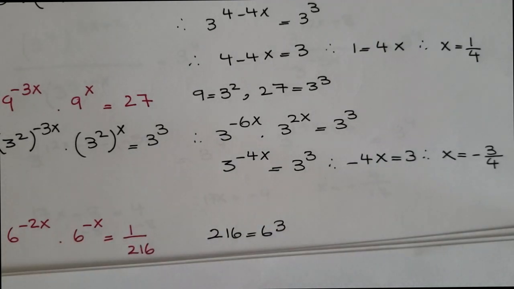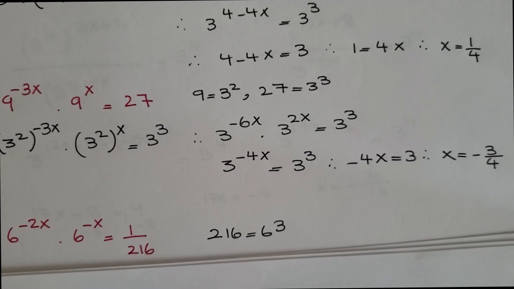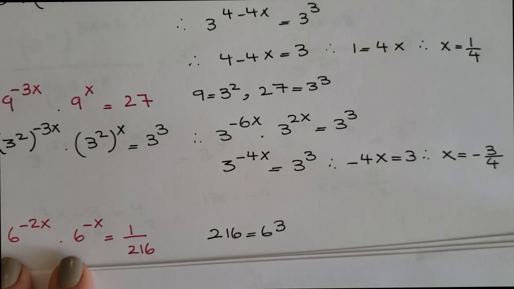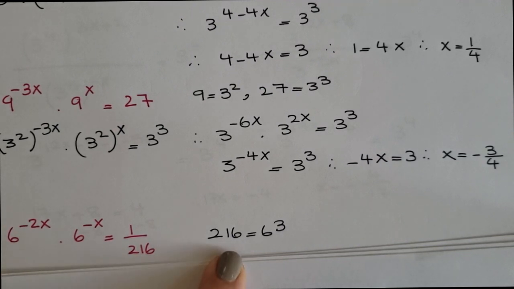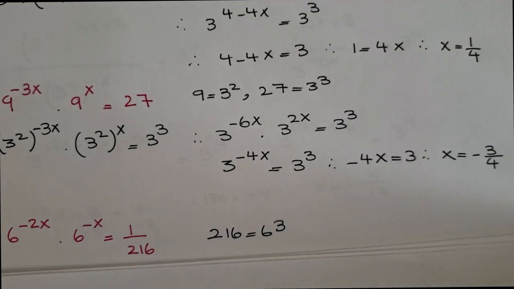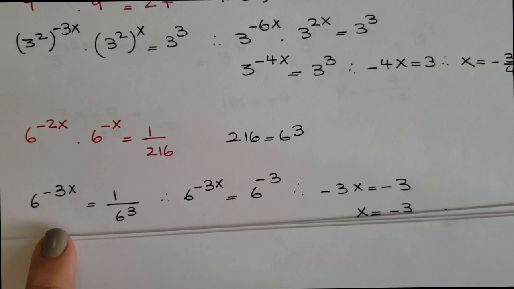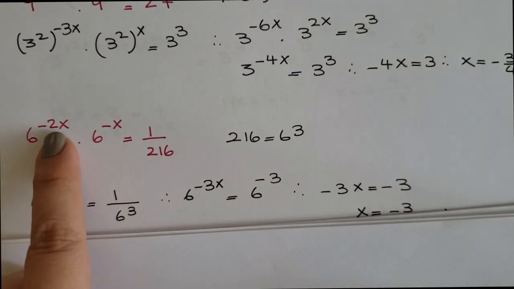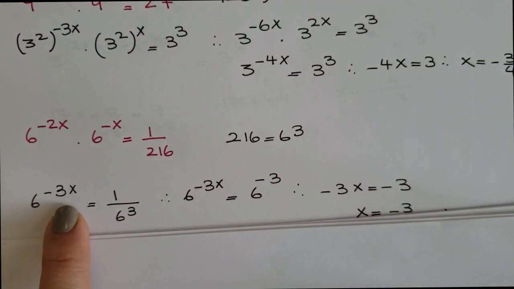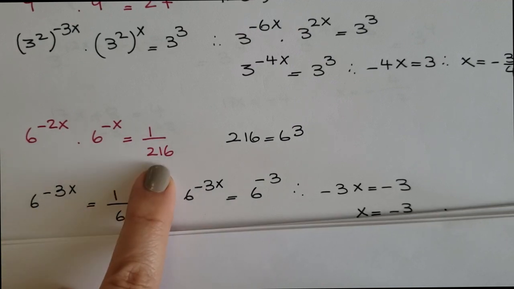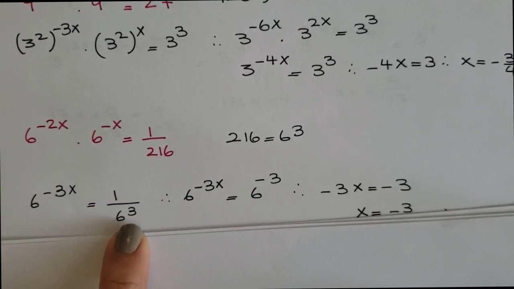So this is the last example for this video. Again, on this side, the two bases are 6, but on the other side it's a fraction. But I know that 216 is 6 to the power 3. So what I'll do in the next step, I simply substitute. On this side, negative 2x plus negative x would be negative 3x. And instead of 216, I put 6 to the power 3.